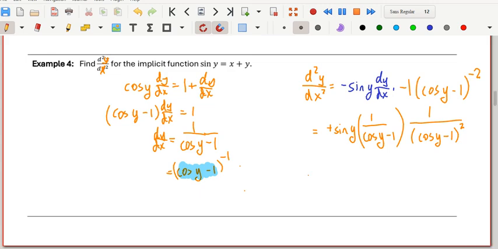Okay. So a version of this that I don't need unless I'm matching would be sine y over cosine y minus 1 cubed. Sine y pops up into the numerator. Cosine y minus 1 times the quantity cosine y minus 1 squared is cosine y minus 1 cubed.